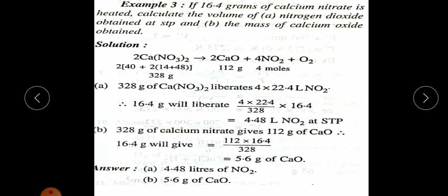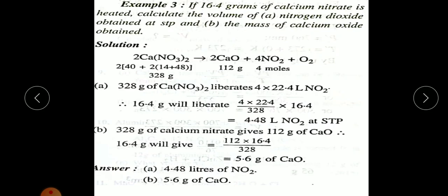Then we have the second calculation, the mass of calcium oxide obtained. What is the mass of calcium oxide obtained if we use this amount of calcium nitrate? Once again from this equation, what you can write is, 328 gram of calcium nitrate gives how much? 112 gram of calcium oxide. Therefore 16.4 gram will give what? 112 into 16.4 by 328, which will come as 5.6 gram of calcium oxide. So this is how we calculate the numerical based on mass and volume calculation. I have shown you 2 examples explaining this numerical.